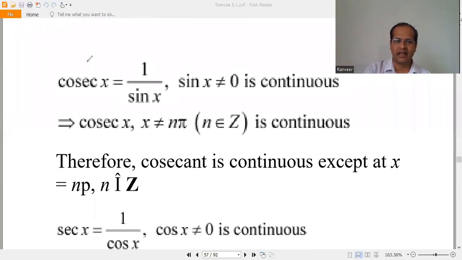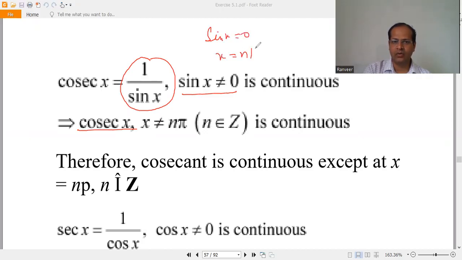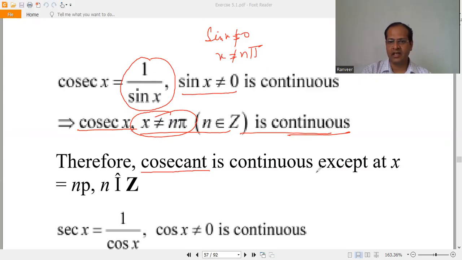So cosec x we can write as 1 by sin x, which is continuous where sin x is not equal to 0. If sin x equal to 0, then x equal to n pi. So x is not equal to n pi. In this case it is continuous; this is the condition. Similarly, the cosecant function is continuous except at x equal to n pi.